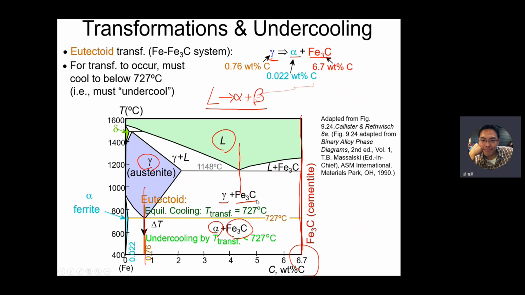So today's course we're going to end here, and you have to fully understand the phase diagram of iron and cementite, or carbon, because those are the metals or alloys most widely used in industry.